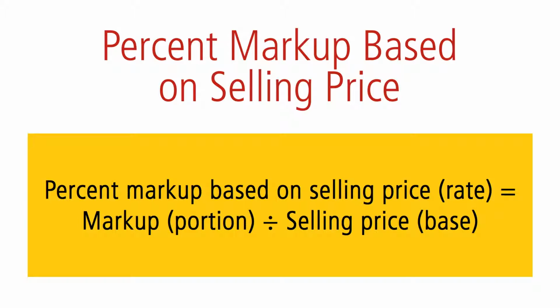Remember, finding percent markup is a rate problem using the now familiar percentage formula: rate equals portion divided by base. For this application of the formula, the percent markup based on selling price is the rate, the amount of markup is the portion, and the selling price is the base. Our formula is, as you see here, percent markup based on selling price, which is our rate, equals markup, which is our portion, divided by selling price.